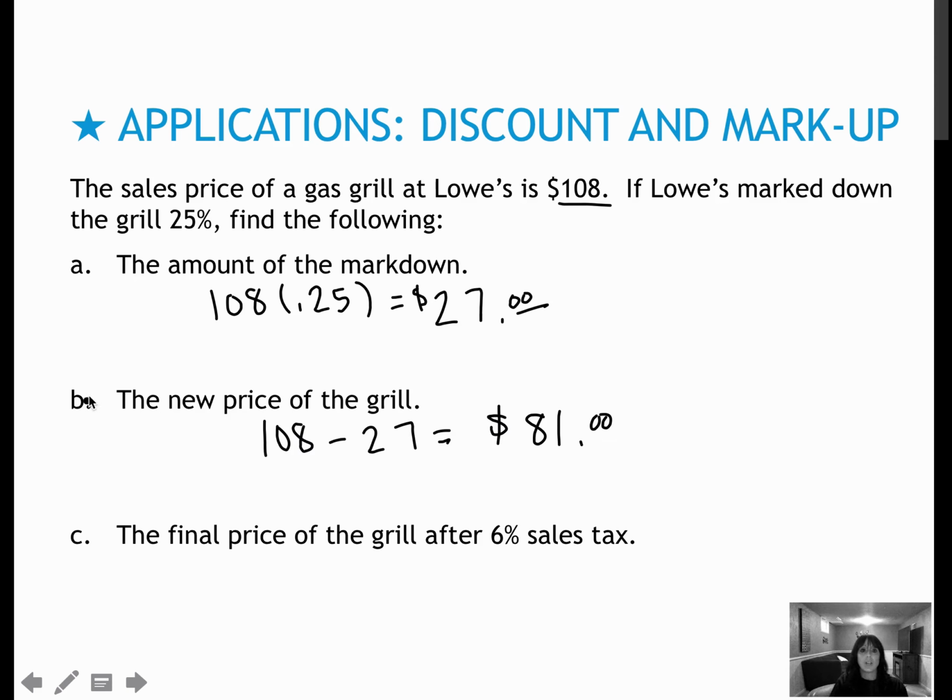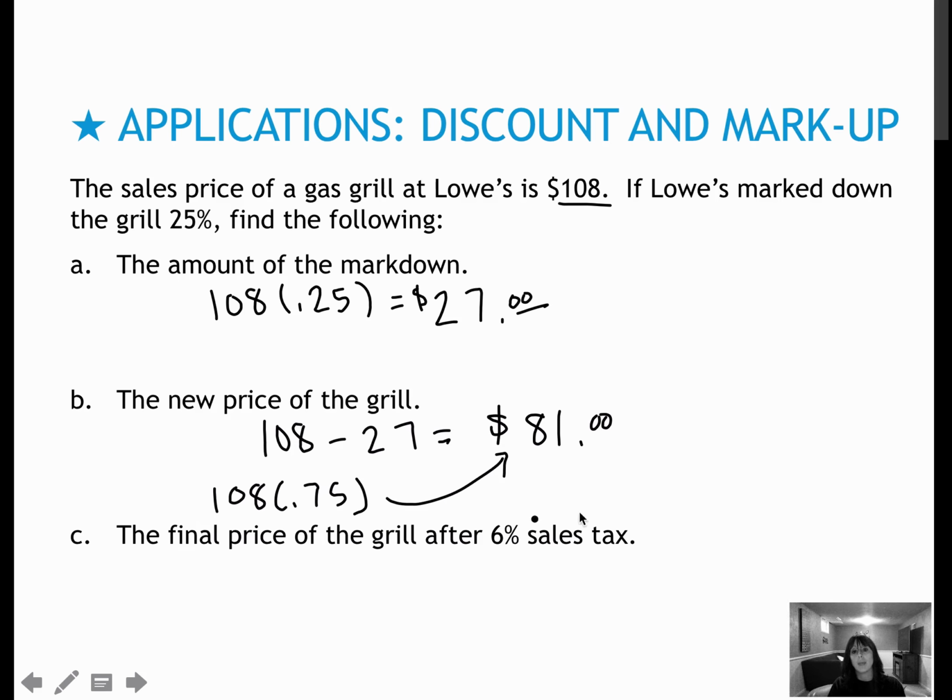Again, if it were just this question, I probably would have done it another way using the 1 minus, because if I took 108 times 0.75, which is the amount I was paying, I would also end up at $81. Now, of course, sales tax is great.